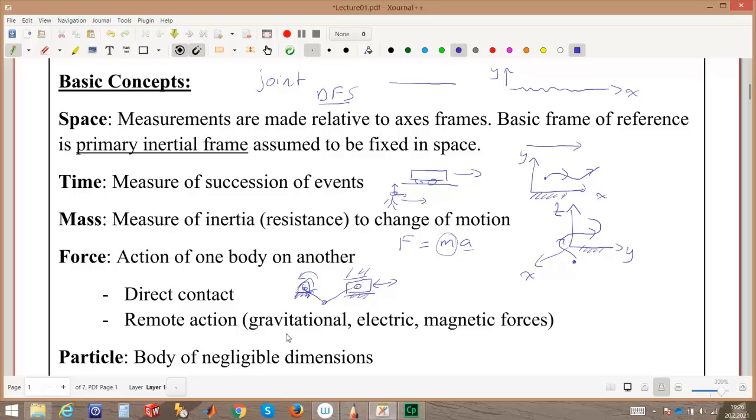For example, gravitational action. There's nothing actually in direct contact with us while we are feeling this gravitational force. This is a pulling force, and we're going to explain Newton's universal law of gravitation in the next video. It could happen due to electrical fields or magnetic forces. These are the forces that we would feel by remote action without any direct contact to our particle.